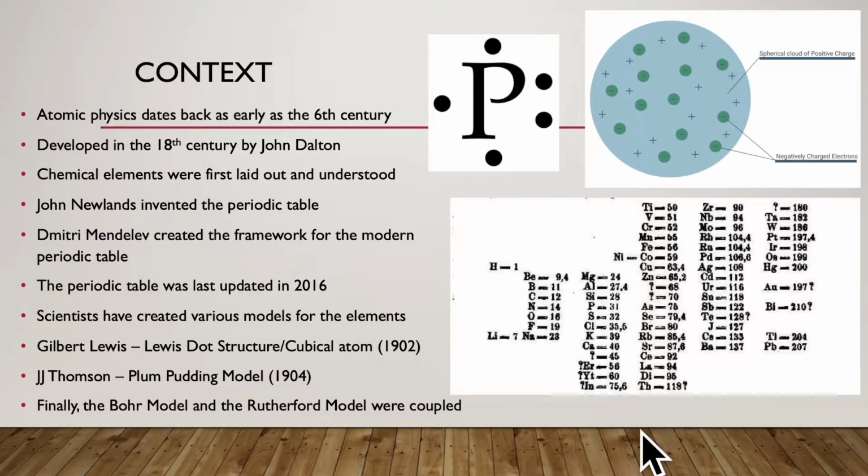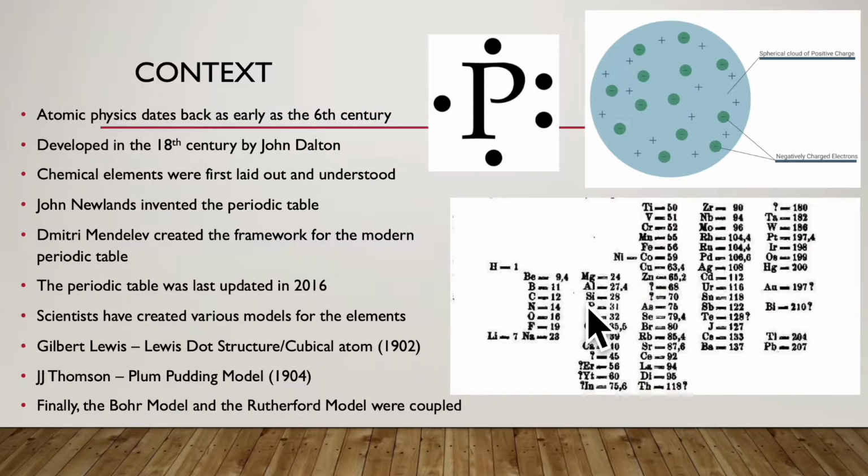Atomic physics dates back as early as the 6th century. It was really developed in the 18th century by John Dalton, and he laid out chemical elements. They were first laid out, understood, and broken down, and then John Newlands invented the periodic table, which you can see here. This is the first iteration of the table.